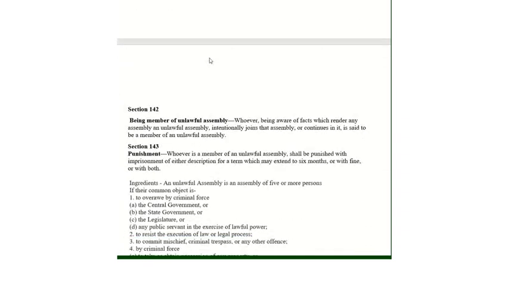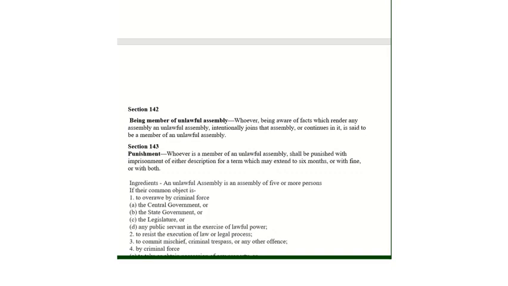Now comes section 142, being a member of an unlawful assembly. Whoever, being aware of the facts which render any assembly an unlawful assembly, intentionally joins that assembly or continues in it, is said to be a member of an unlawful assembly. And section 143 talks about the punishment. Whoever is a member of an unlawful assembly shall be punished with imprisonment of either description for a term which may extend to 6 months, or fine, or with both.